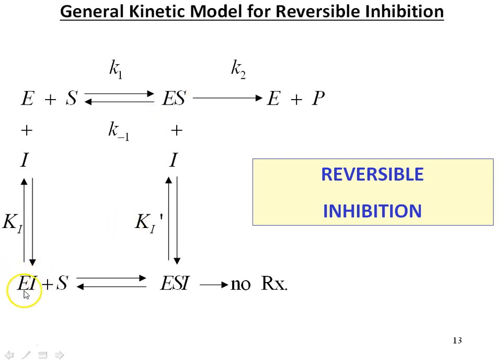Now, since we have an enzyme-inhibitor complex and an enzyme-substrate-inhibitor complex, we can also define two dissociation constants. The dissociation constant of the enzyme-inhibitor complex is called Ki, whereby the enzyme-inhibitor complex dissociates back to free enzyme and inhibitor. The enzyme-substrate-inhibitor complex can dissociate to form the enzyme-substrate complex plus a free inhibitor, and that's called Ki prime, the dissociation constant of the inhibitor from the enzyme-substrate complex.